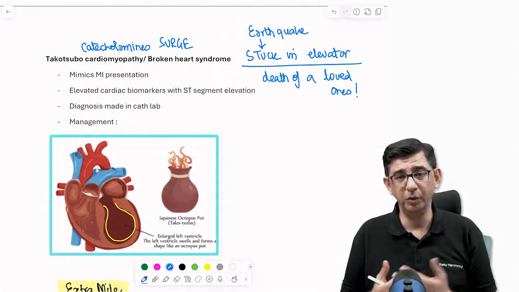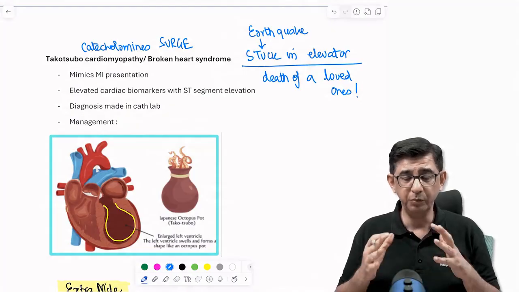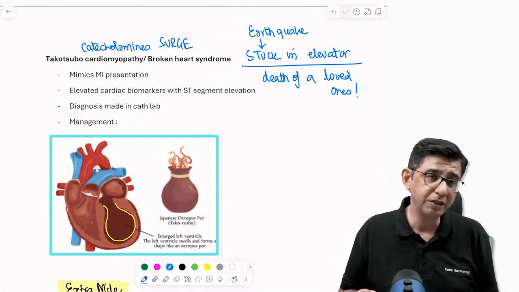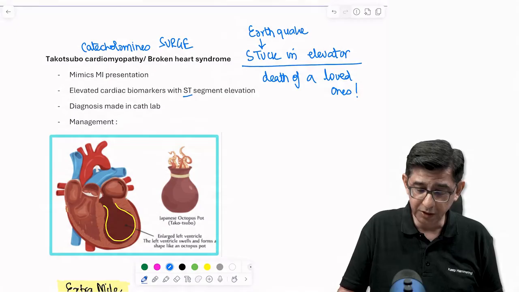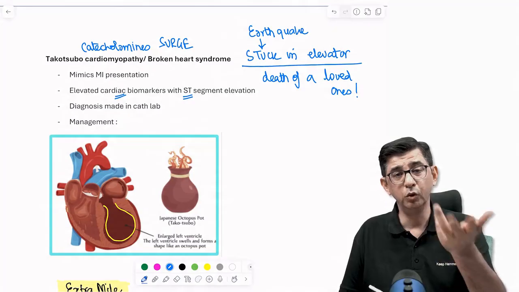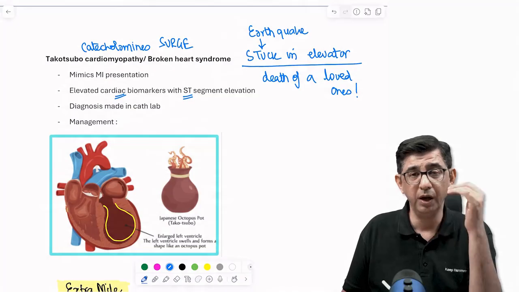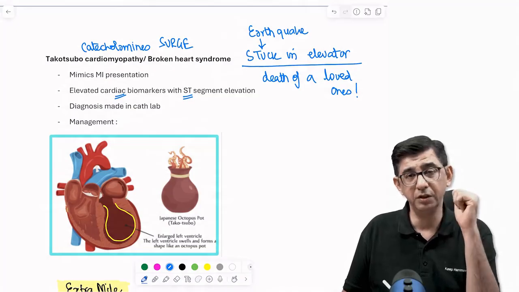And then there's a catecholamine surge. So the patient will initially present with chest pain. And when somebody comes to you with chest pain, you will get an ECG done, and the ECG will show an ST elevation also. It will show elevated troponin I also. So you will think that this is a case of ST elevation MI, and you will take the patient in the cath lab for a percutaneous coronary intervention.